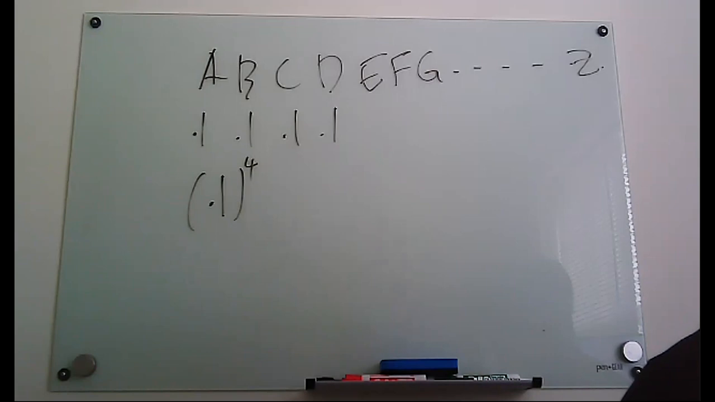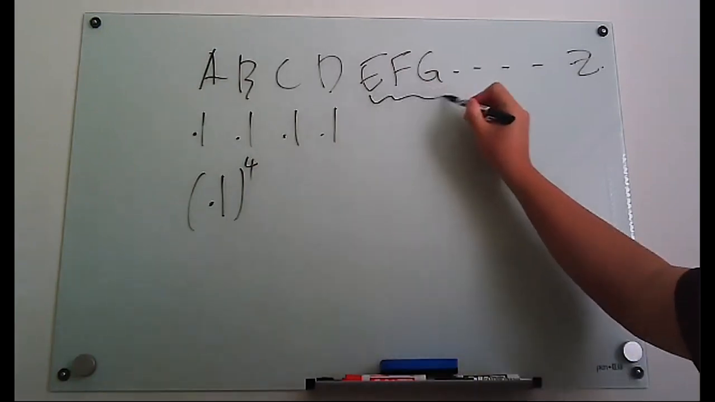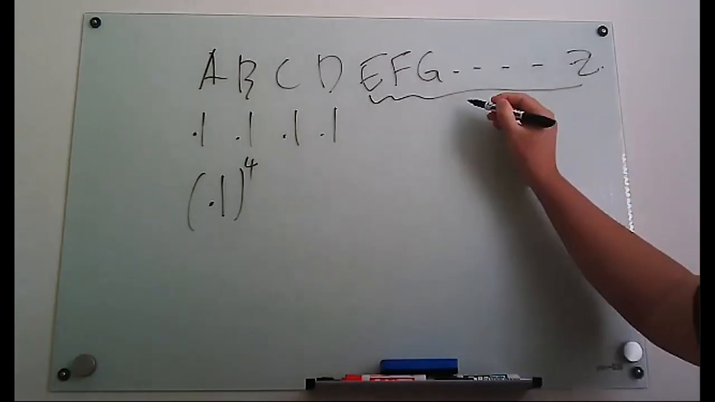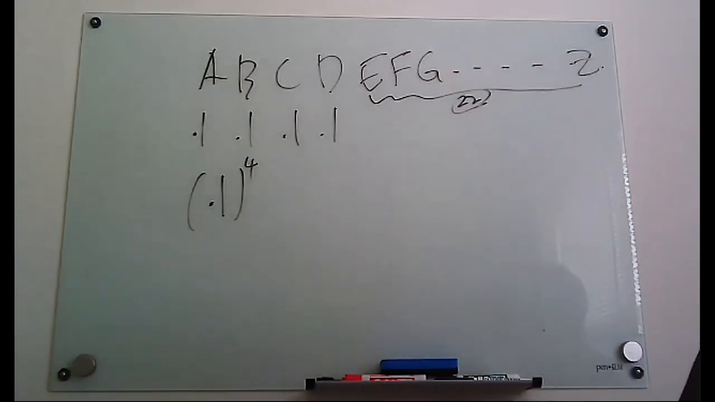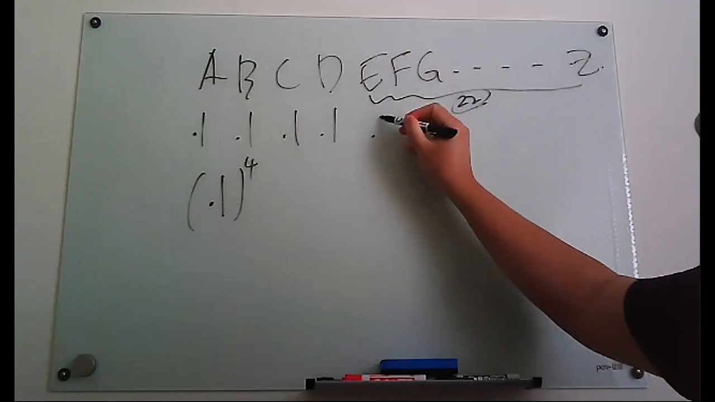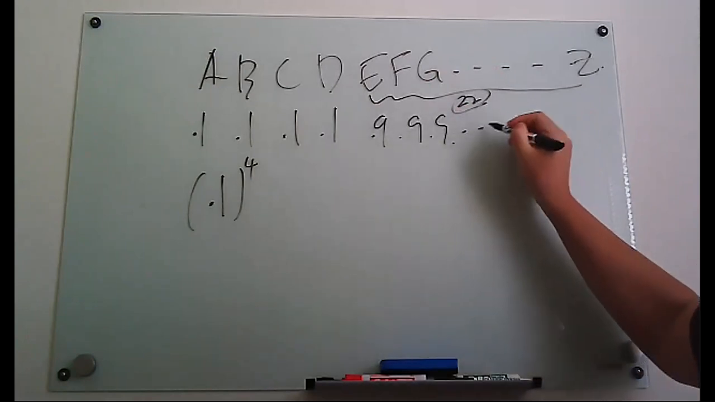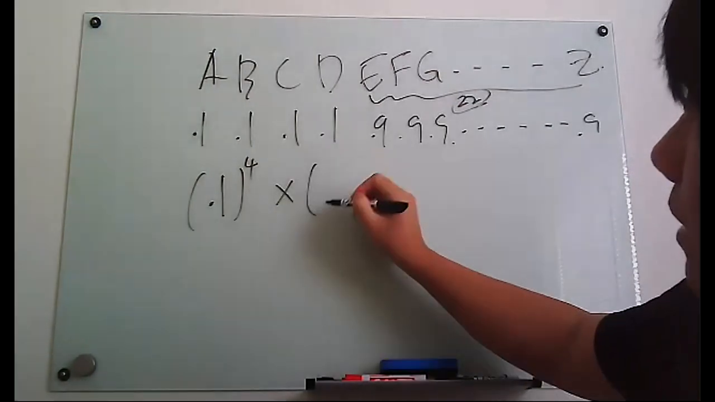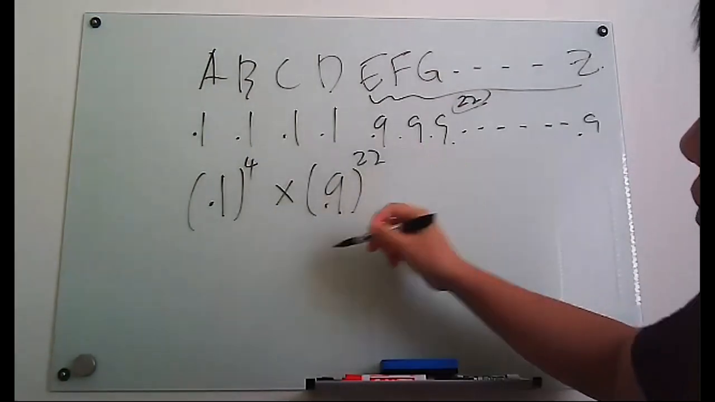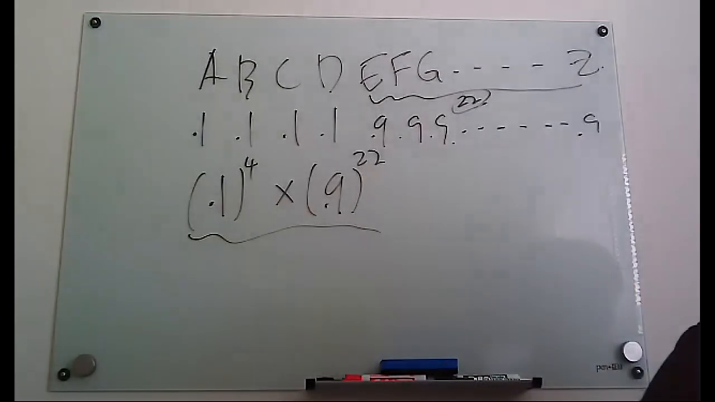Because we are looking for the probability that A, B, C, D cancel, but the others do not, we should take into account the others. The 22 others shouldn't cancel the reservation. So we should multiply 0.9 times 0.9, 22 times. In other words, you need to multiply by 0.9 to the 22. That is the probability. So important, I cannot emphasize enough.